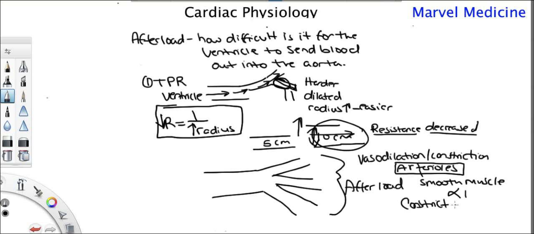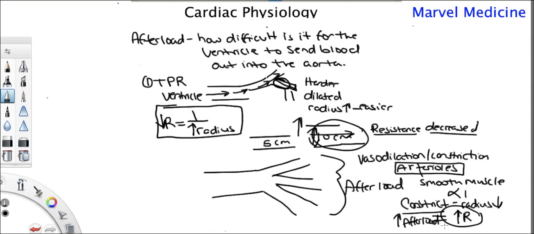And when they constrict, what am I doing to my radius? I am decreasing the radius, right? Does that make sense? And if I decrease the radius, what am I doing to resistance? I'm increasing resistance. So whenever you vasoconstrict, you increase resistance. When you vasodilate, you decrease resistance. Okay, makes sense? In other words, and correlating now with afterload, afterload is really directly related to resistance.